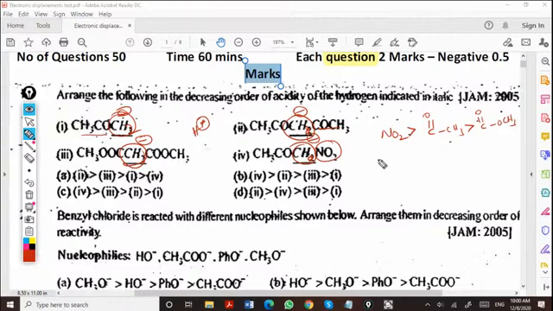So highest stability will be with nitro, and then with ketone. This one is with ketone, this is also with ketone, two ketones, this is two esters, and this is with one ketone. Having two withdrawing groups, the most supporting withdrawing group is NO2, so 4 will be the first. Then with two ketones, this will be the second, then this will be the third, and this will be the fourth.